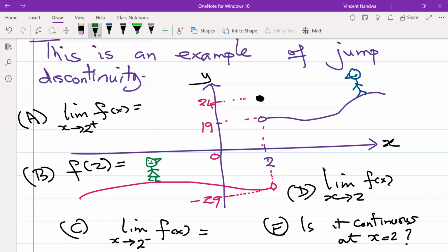Remember, the limit values are on the y-axis, not the x-axis. So remember, we say limit of f of x. Remember, f of x is the same as y. So y equals f of x. So the values of the limits are obtained on the y-axis. The x-axis is what gives us the point of reference.